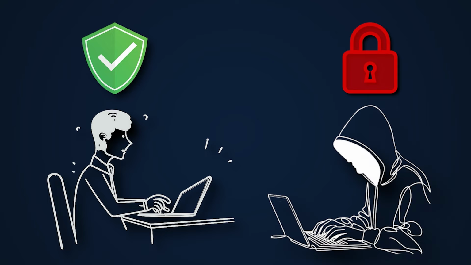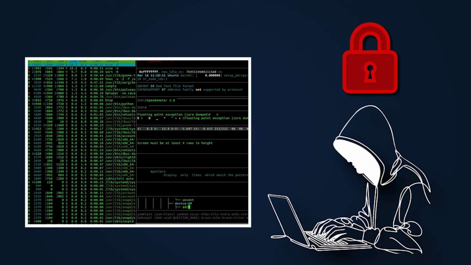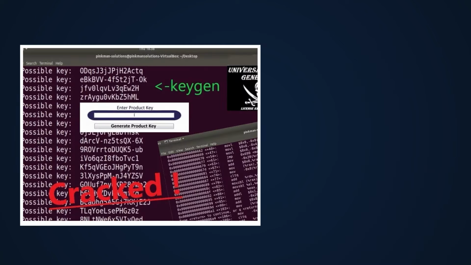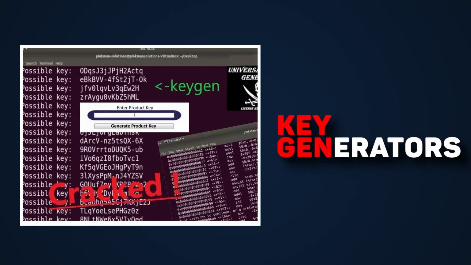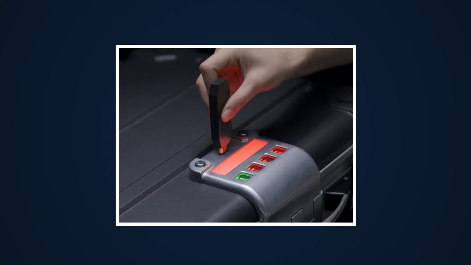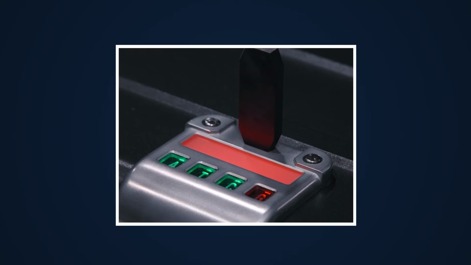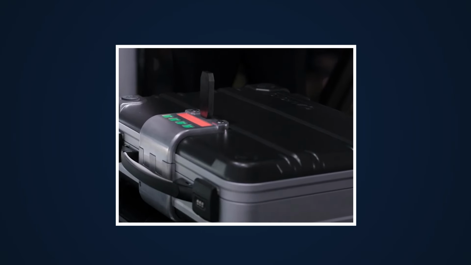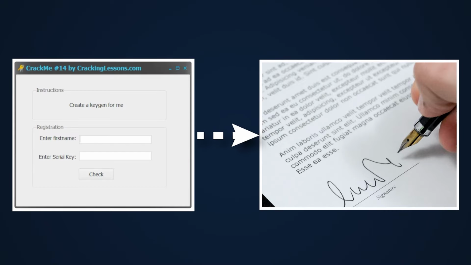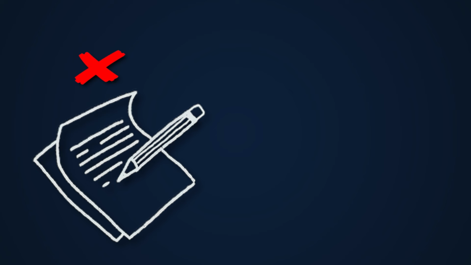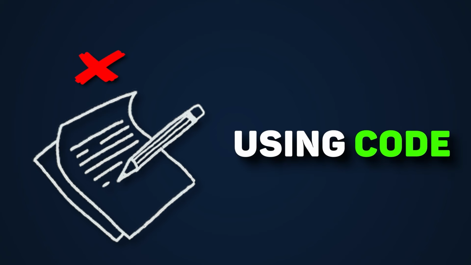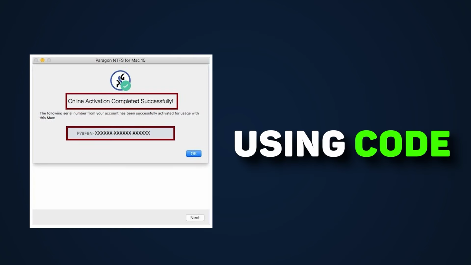Even as developers ramp up their defenses, crackers continue to evolve their techniques, always looking for new ways to slip through the cracks. One of the most sophisticated tactics employed by crackers is the creation of key generators, or keygens, which can produce valid serial keys without needing to actually purchase the software. Keygens are the digital equivalent of forging a signature. Except instead of a pen and paper, you're using code to trick the software into thinking it's been properly activated.